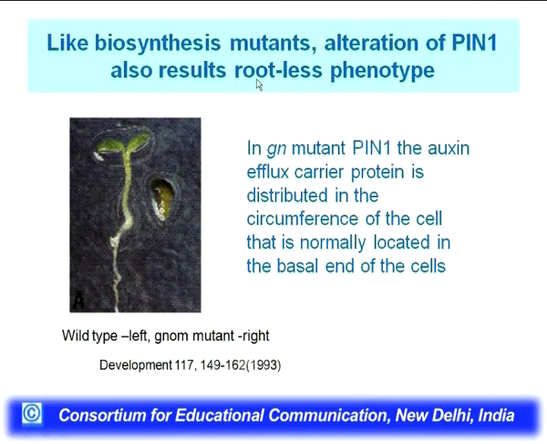Okay. So, earlier I showed you one mutant of UCAs. There are 4 UCA mutants where there was no root. Similarly, if you have an alteration in PIN1 function, like here in a mutant called GN mutant, which is required for the distribution of the PIN, you will find that they are also defective, there is no root formation. This is the wild type seedling and this is the mutant seedling. So, there is no proper root formation in this mutant. So, similar to the biosynthesis mutant, the distribution mutant also has a very similar effect.